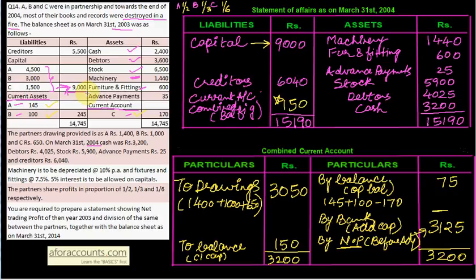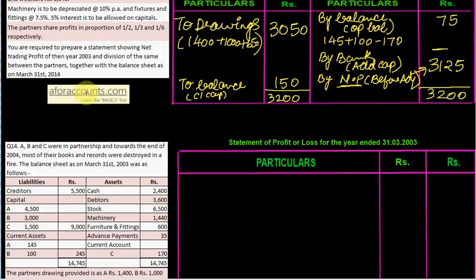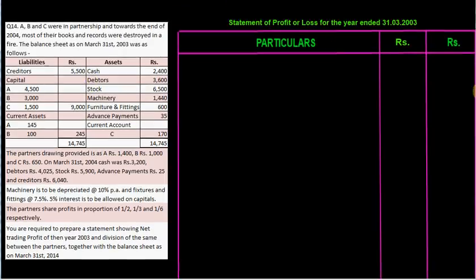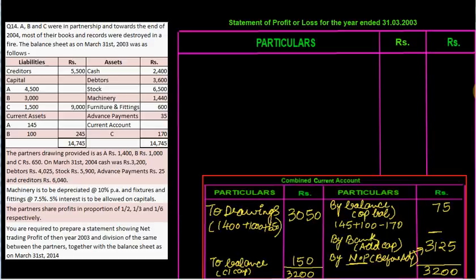Let's start with the statement of profit and loss for the year ended 31/3/2003. We will start it with the closing capital. We had already found out the closing capital. Now which capital? Fixed capital is fixed. All the adjustment will be done in the fluctuating or the current capital. So closing current capital is 150 as we had found out, and then add less is our mantra.